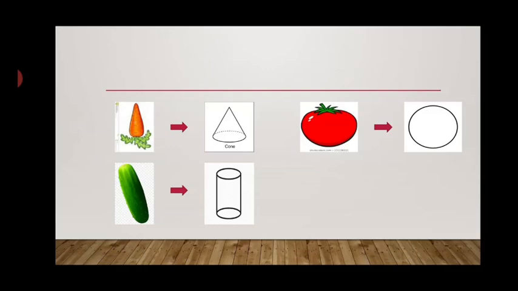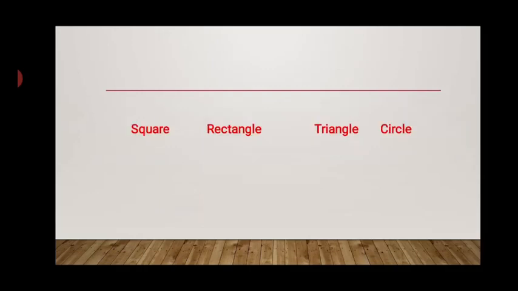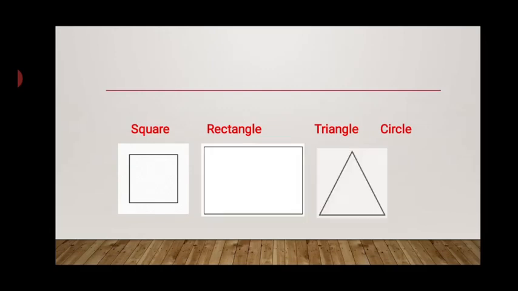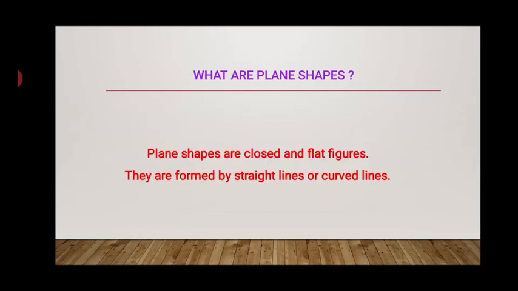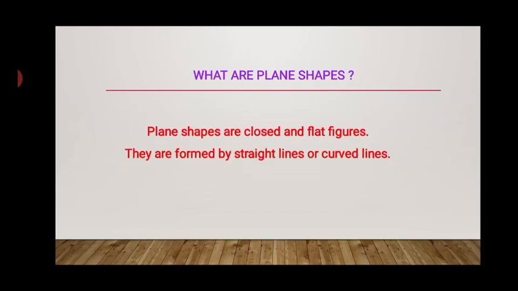But you all know about shapes like square, rectangle, triangle and circle. These shapes are called plane shapes. Now what are plane shapes? Let's see. Plane shapes are closed and flat figures. Plane shapes are flat. They are closed. Their ends are closed and they are flat.